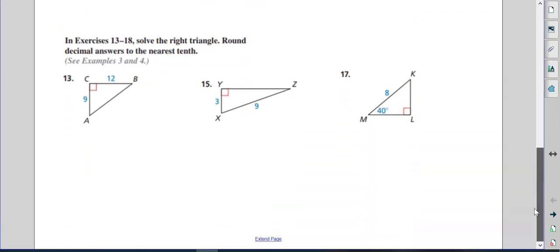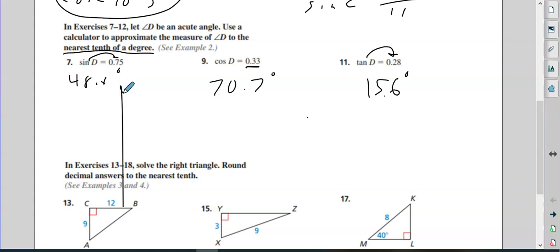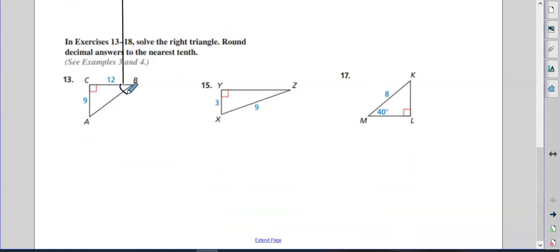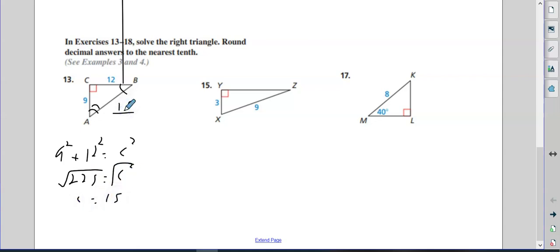All right, solve the right triangle. Round decimals to the nearest tenth. Now, solve means find everything that's missing. That, and that. Well, the third side is easy. We just do 9 squared plus 12 squared equals c squared. So this is 225 equals c squared. C is 15. All right, so C is 15. Okay, and that's a 9, 12, 15. That's a Pythagorean triple. It's a 3, 4, 5 multiplied by 3.